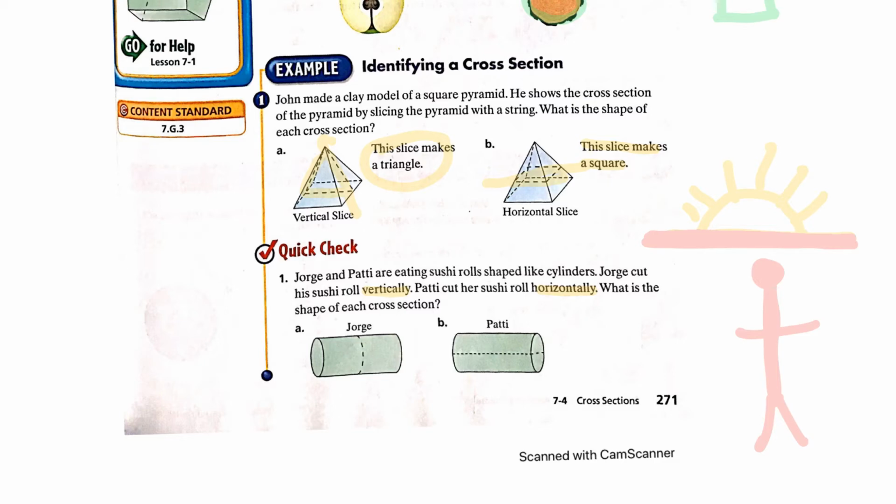So George cut his vertical. Similar to the tree, what shape is that going to be? If you said a circle, you are correct. And then Patty cut hers horizontal. If she cut hers horizontal, what shape do you think that would be? If you said a rectangle, you are correct.